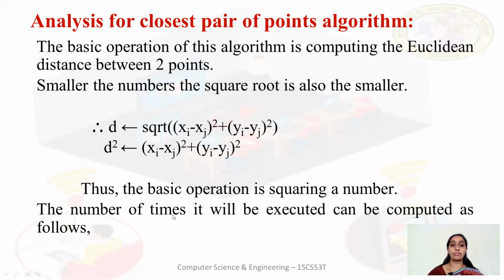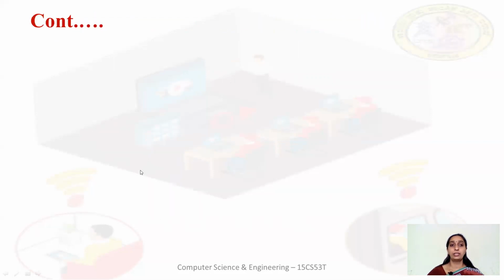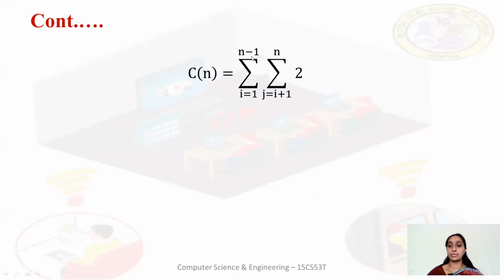That is, the number of times it will be executed can be computed as follows. Okay, that is Cn is equal to sigma I is equal to 1 to n minus 1. So in the outer for loop we were taking I from 1 to n minus 1. Therefore, summation sigma, okay, sigma I is equal to 1 to n minus 1. Then inner for loop, that is j loop, j is equal to I plus 1 to n. So sigma j is equal to I plus 1 to n 2.